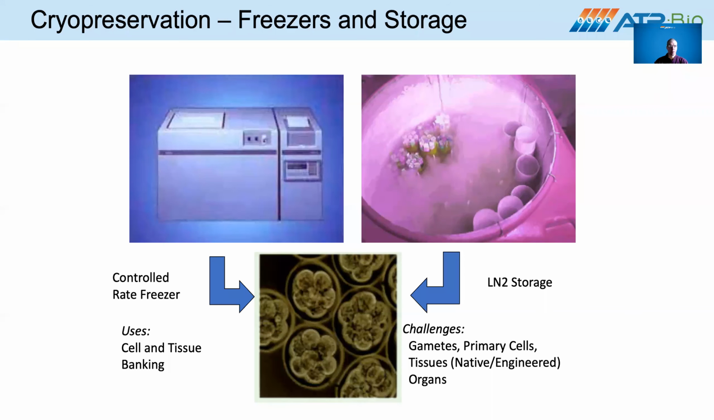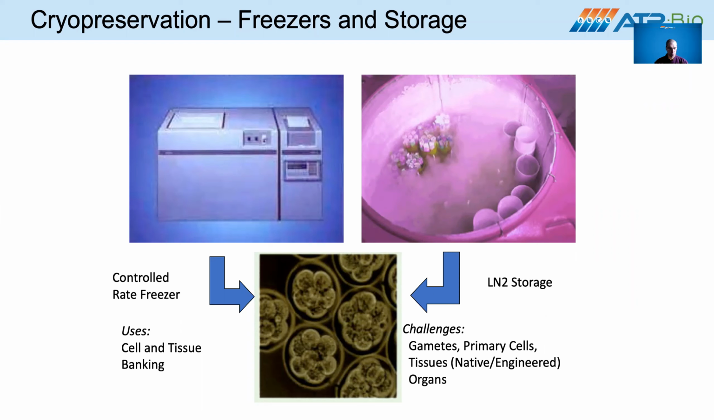And I'll start with a motivation for this, which is related to cryopreservation or cryobiology. On the left, you see a controlled rate freezer. So this gives us the ability to freeze down materials at rates, usually tens of degrees C per minute, 1 degree C per minute, something like this. And then storage in liquid nitrogen. And you see examples of both of those.